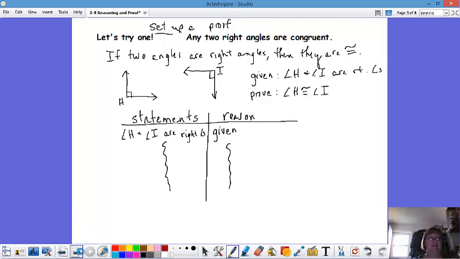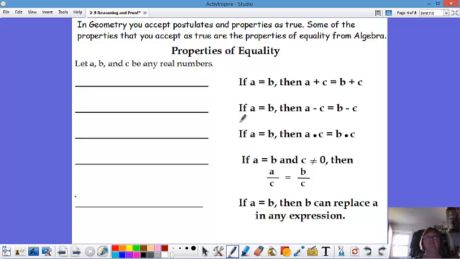Good. On we go. Okay, as we're starting our proof writing, we've mentioned several times that you can use algebraic properties as reasons in a proof. So we just want to review real quickly for you some of the properties of equality that you learned about in algebra class. A, B, and C are going to stand for real numbers in these things. And the first one says, if A is equal to B, then A plus C equals B plus C.